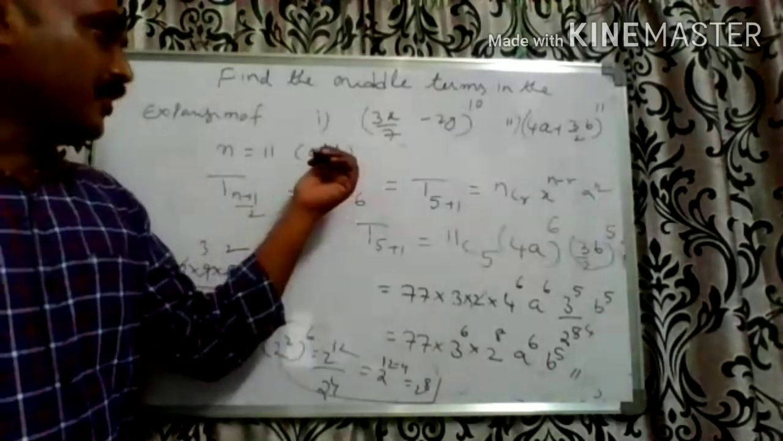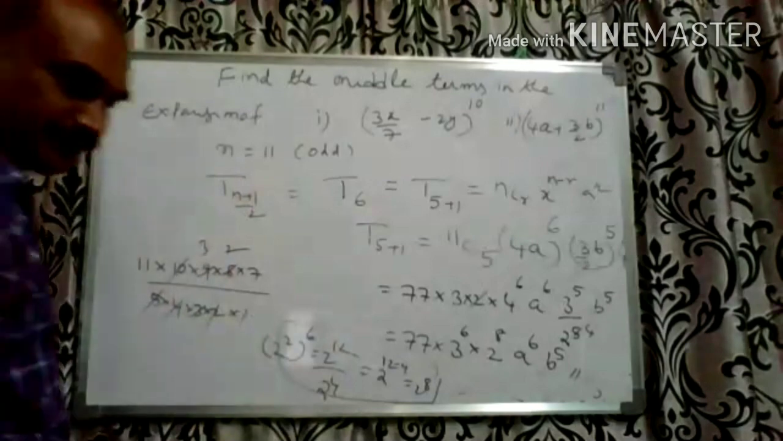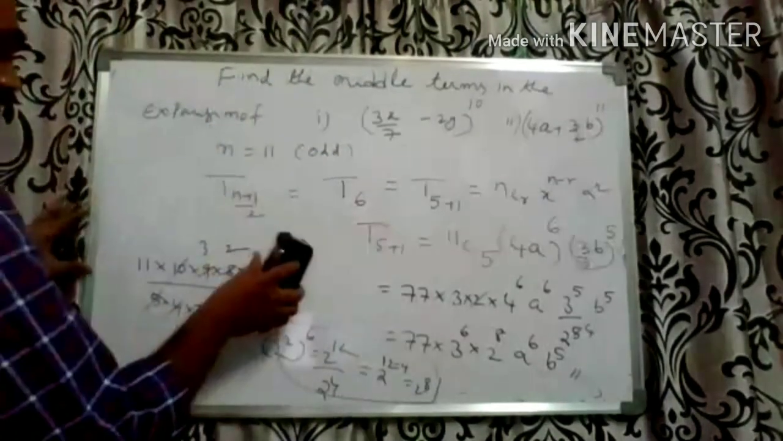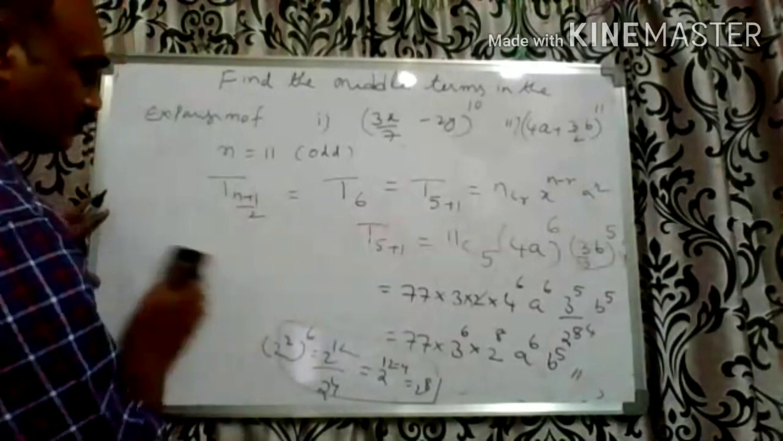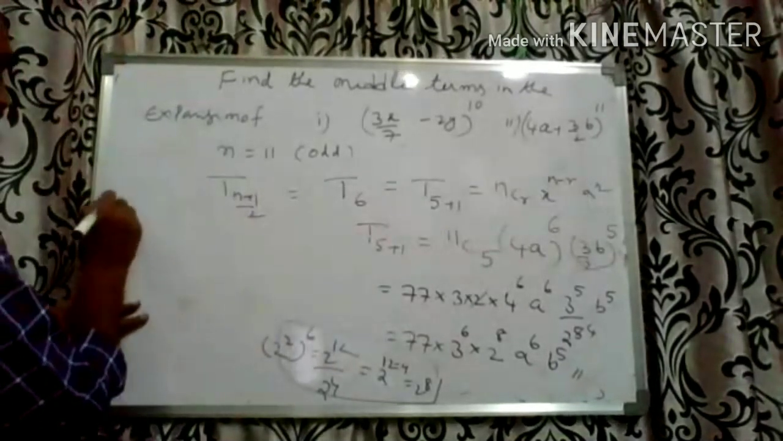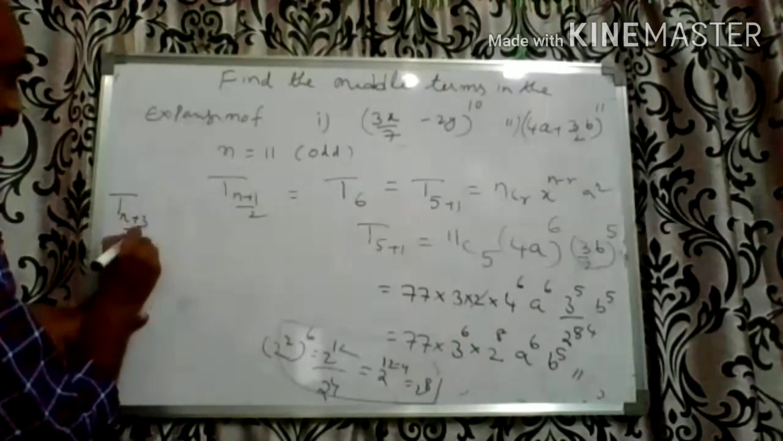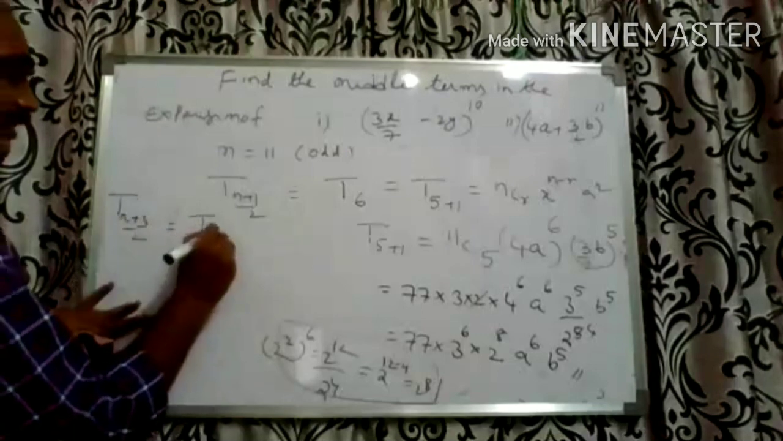N is odd. There exist two middle terms. First one is n plus 1 by 2. Next is n plus 3 by 2, T of (n plus 3) by 2. N is equal to 11, 11 plus 3, 14 by 2, the seventh term.